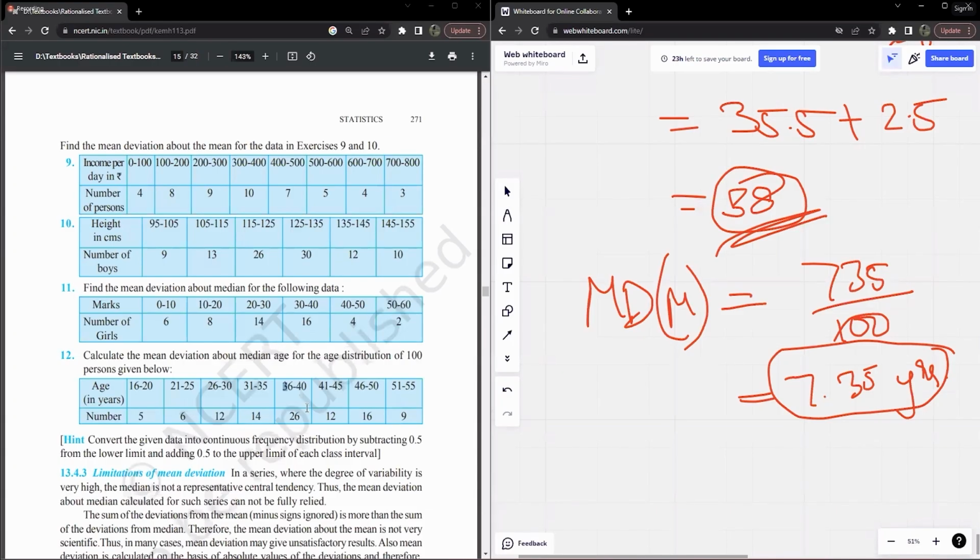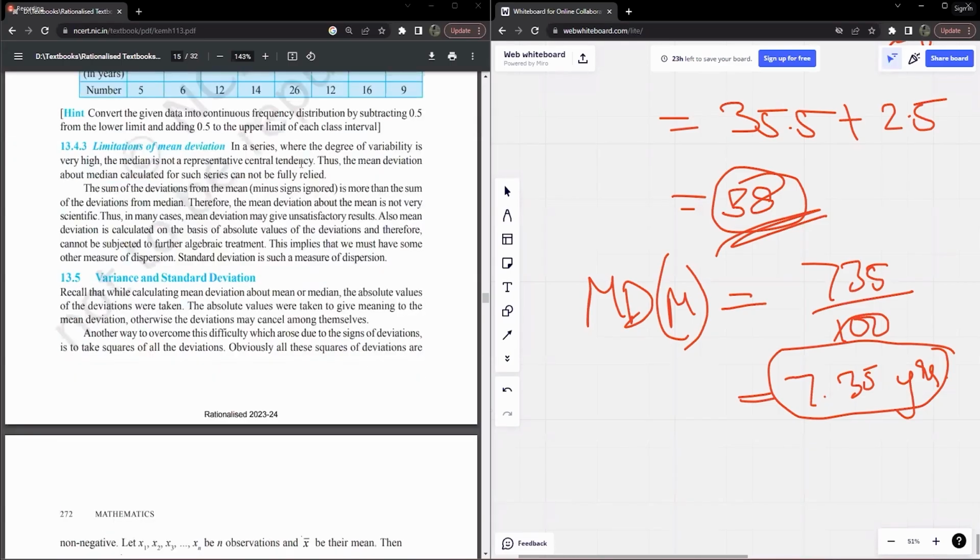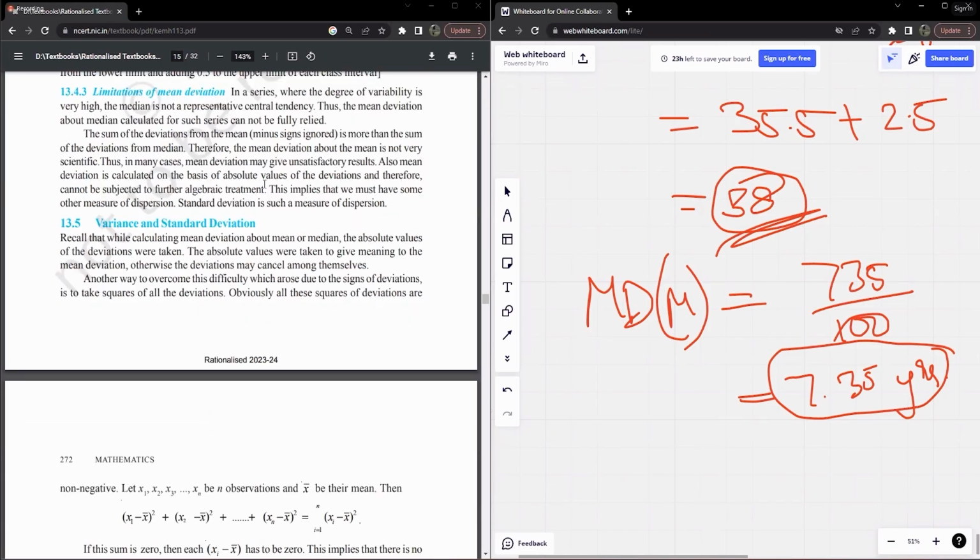And then you have the limitations of mean deviation, where they speak about the degree of variability being very high. Then the median is not really a representation of the central tendency. The mean is also not really reliable in these cases. So yeah, in many cases, mean deviation about the mean is going to give unsatisfactory results because it's not really very objective. It is pretty much subjective and depends on how the data is classified. Because of which, if you have a very skewed data set, you may have a mean deviation of very little, when in fact it is actually quite high.